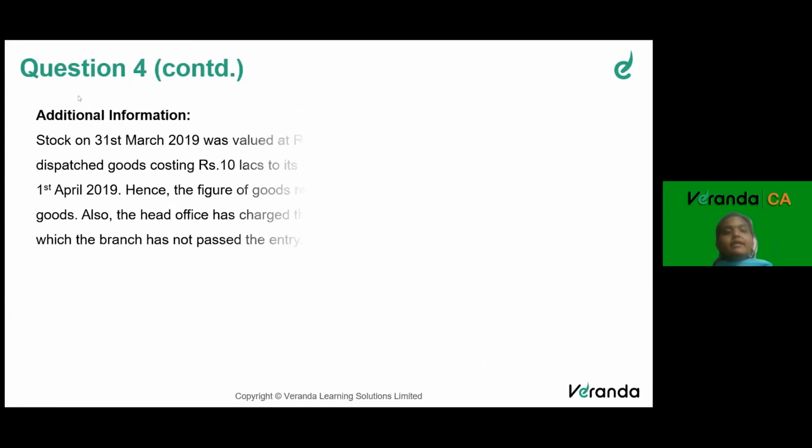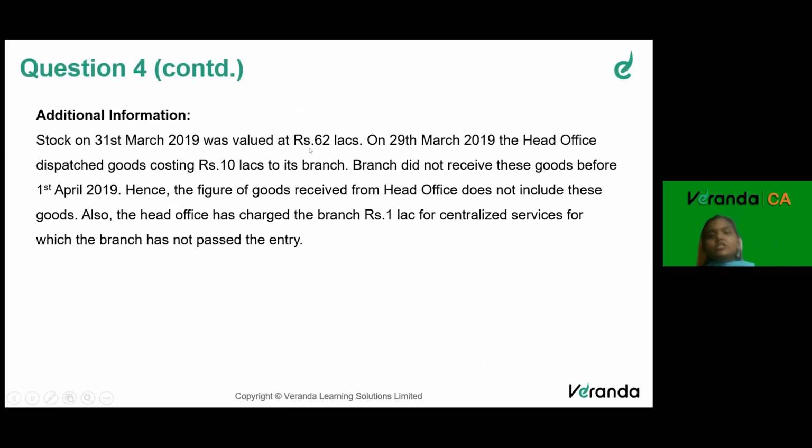Additional information is given. The closing stock is valued at 62 lakhs. On 29th March, just before the closing, the head office dispatched goods costing rupees 10 lakhs to its branch, but the branch did not receive these goods before 1st April. Hence, the figure of goods received from head office doesn't include these goods. Who sent it? Head office has sent it, about 10 lakhs, but the branch did not receive it until the closing period.